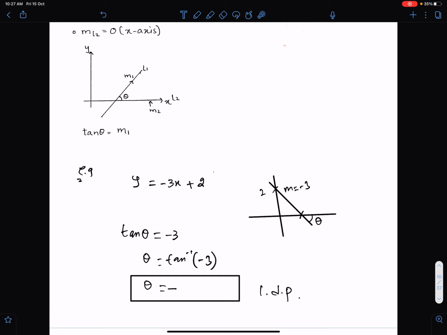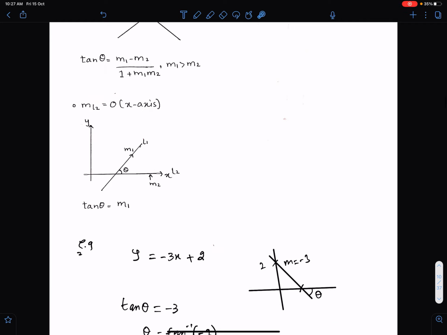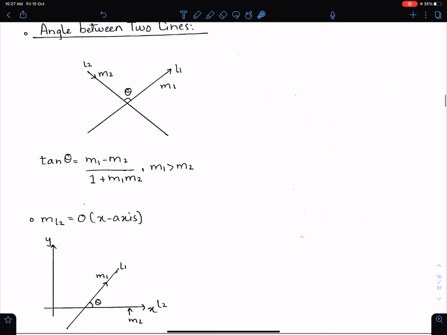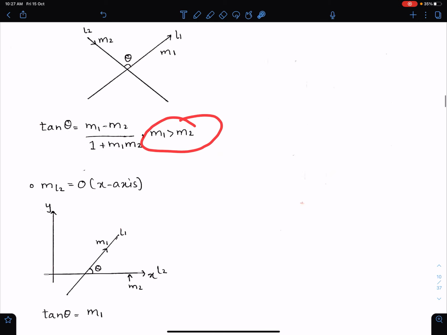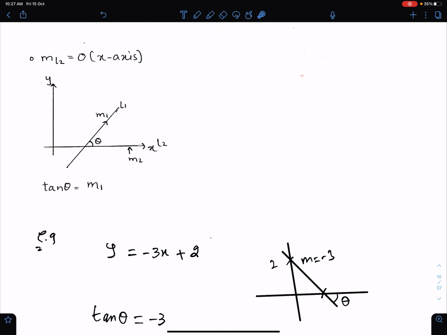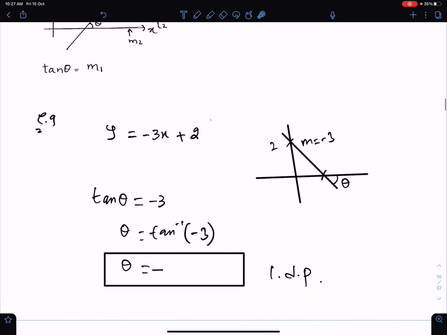So this is the better way. Take the negative sign while finding the angle. So angle between two lines. For angle between two lines, use this formula and make sure you take m1 as the larger gradient, m1 is greater than m2. When we need angle between line and x-axis, then use this formula. And this is the example. If we have negative sign, take the negative sign.